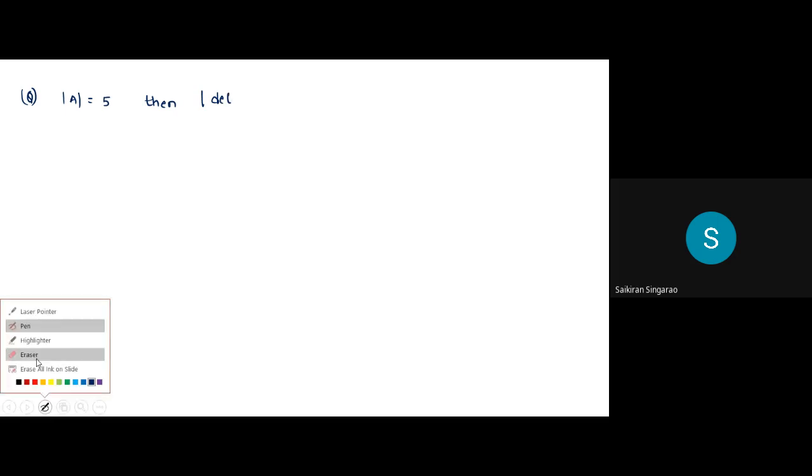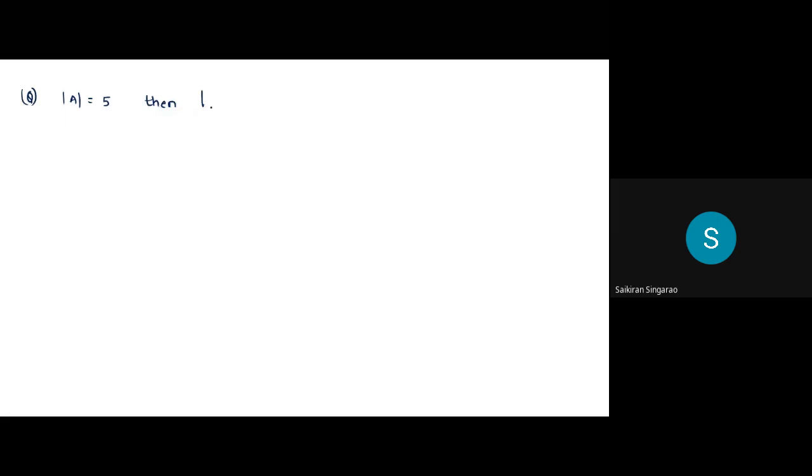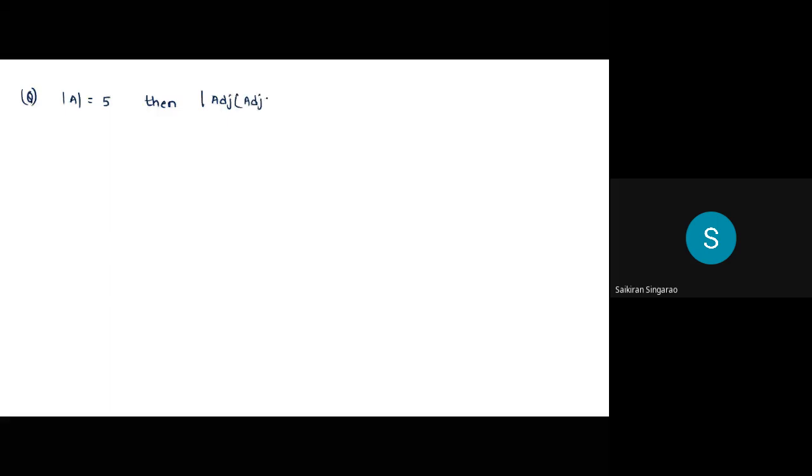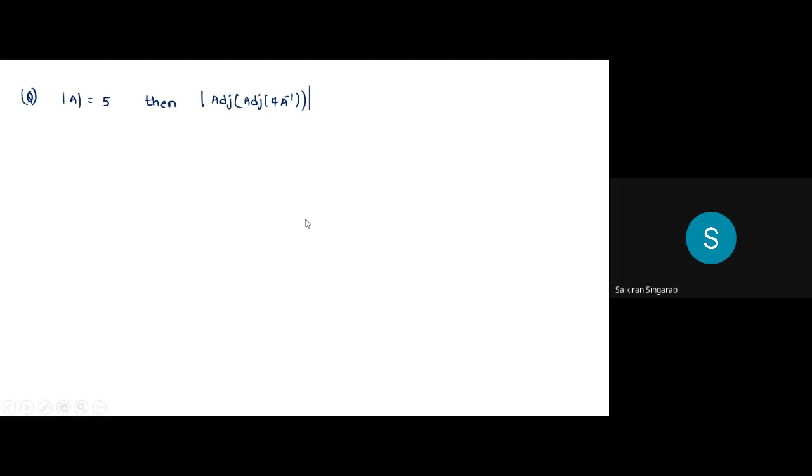Say if I give you a question like, say if determinant of A is say 5, then determinant of, it's just application of properties, nothing new I am doing. I'm just trying to apply the properties. Determinant of adjoint of 4A inverse.